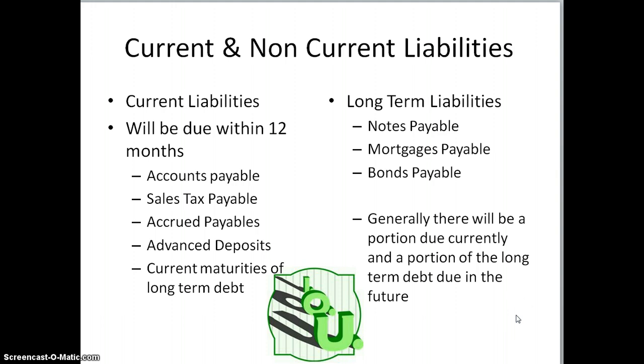So we'll talk a little bit more about current and non-current liabilities. Current liabilities, again, will be due within 12 months. I have some typical current liabilities listed underneath there. One's accounts payable. Accounts payable is opposite of accounts receivable. Accounts receivable is what your customers owe to you. Accounts payable is what you, the business, owe to others.